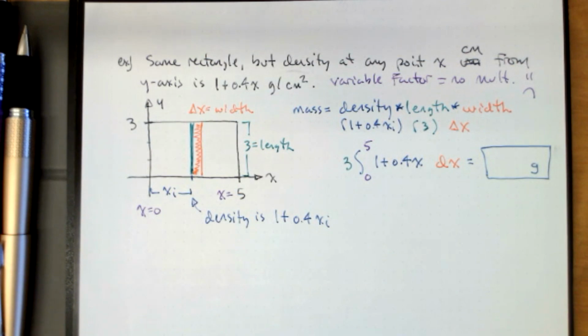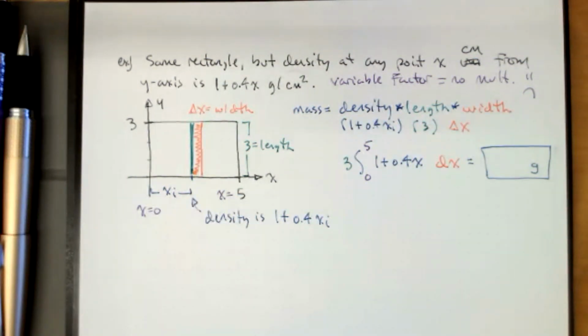Out of the 3 factors, one of them was variable. The density was continuously variable, so we had to switch to integration. Before, when everything was constant, we got away with multiplication. In between, we could have had a discrete sum.